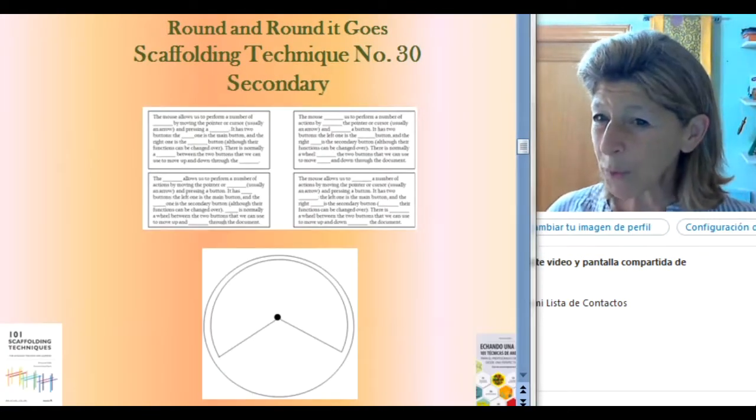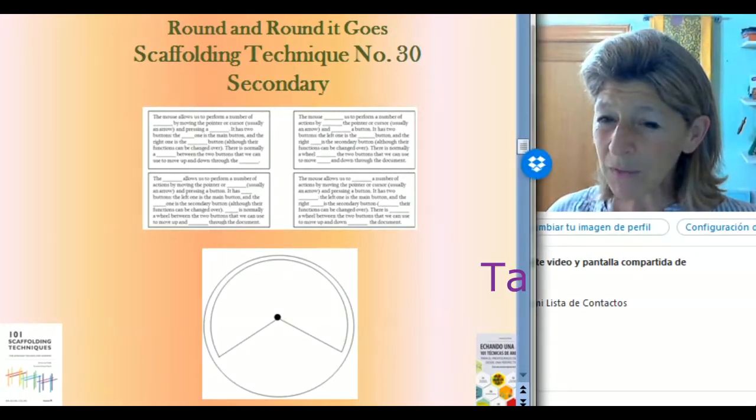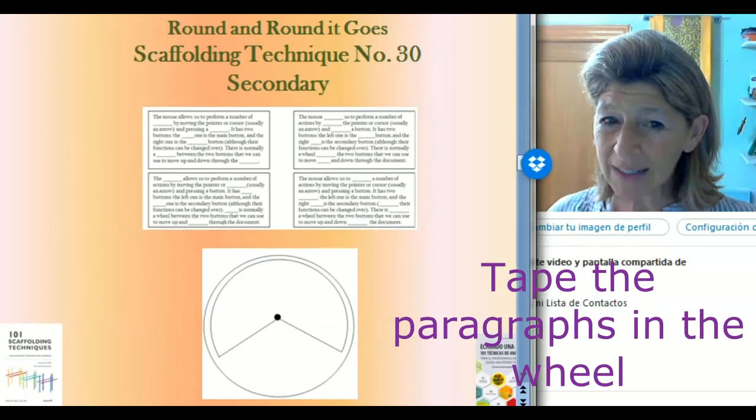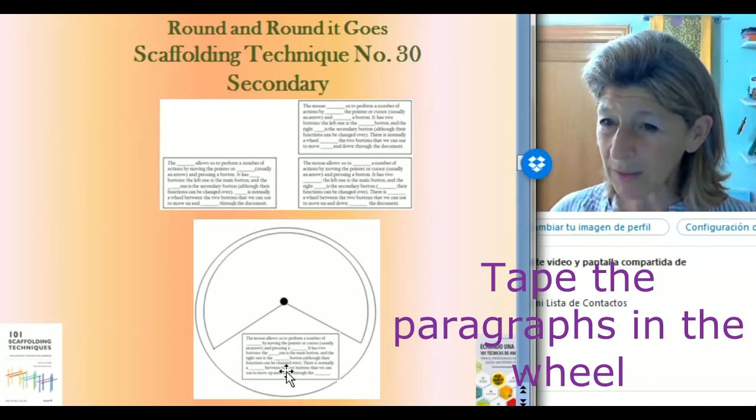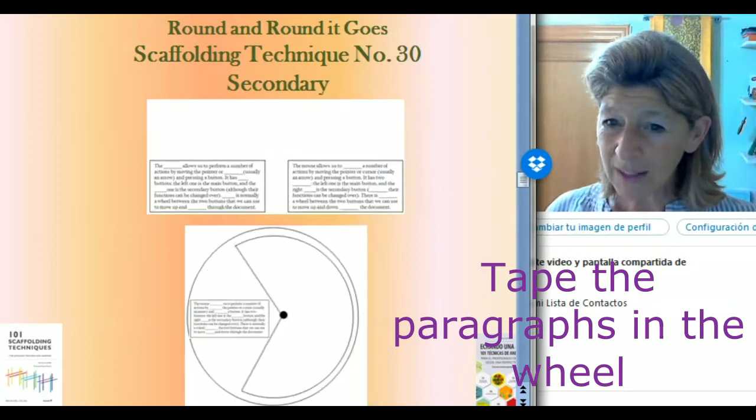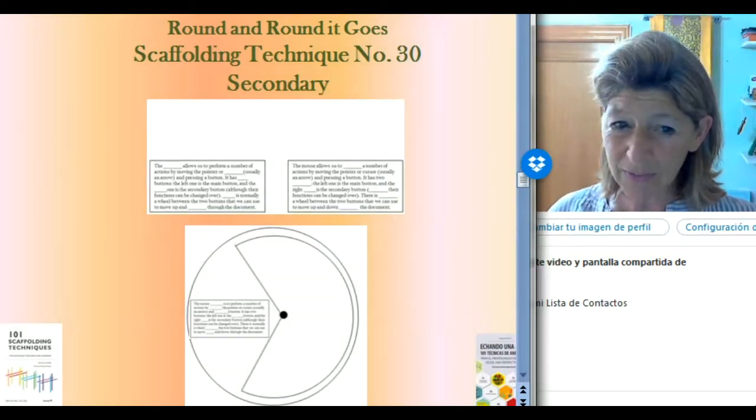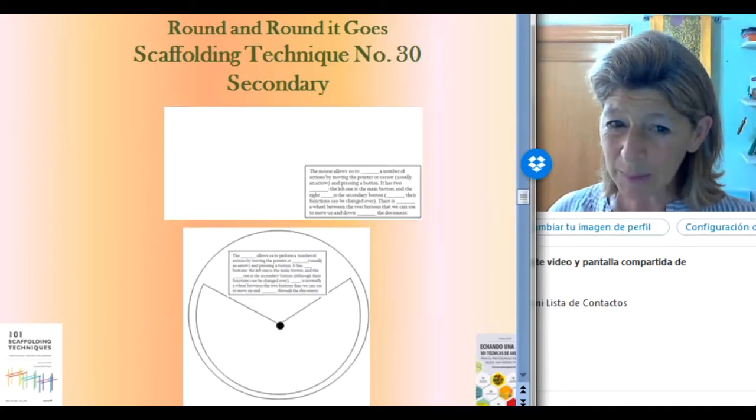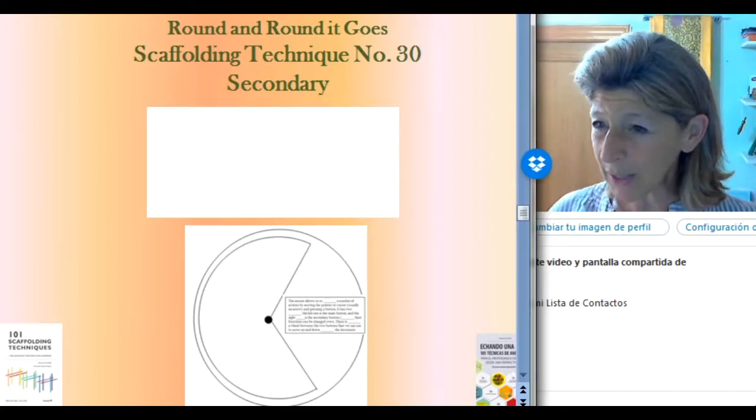So here we have the 4 paragraphs and a blank wheel. All we do next is take one of the paragraphs out and put it into the wheel. So you see I placed one of the paragraphs in the wheel on the bottom. Now the next thing I do is take another paragraph, move the wheel, and put it on the left. I do this again, I put it at the top, and then the 4th paragraph goes on the right.